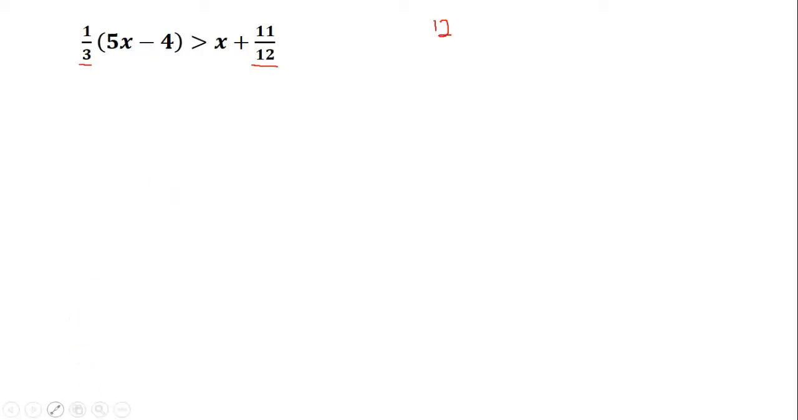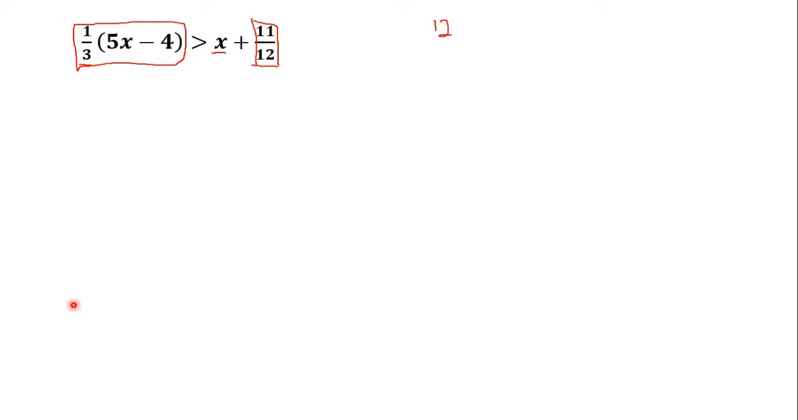Here, the terms in this inequality are this first one. So the whole thing here is a term. This one is a term. Now, x is also a term. Then 11 over 12 is also a term. So this whole thing is a term. X is a term and 11 over 12 is also a term.